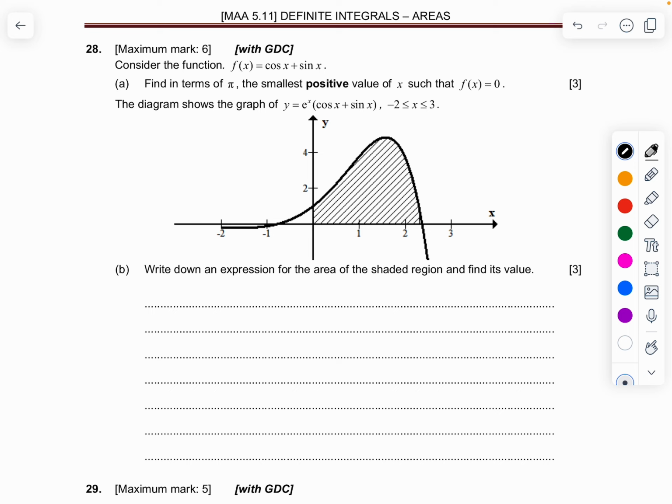The diagram shows the graph of y equals e power x times cos x plus sin x, where x lies between negative 2 and 3. Write down an expression for the area of the shaded region and find its value.